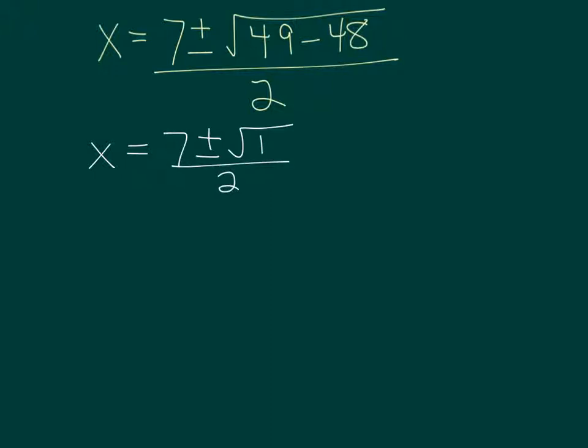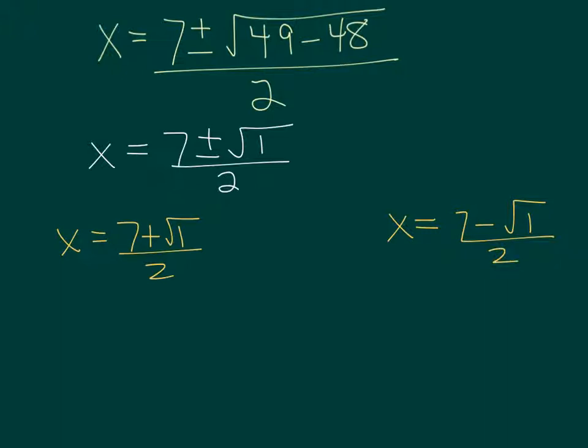At some point here, I'm going to separate into two problems. I have x equals 7 plus the square root of 1 over 2, and I have x equals 7 minus the square root of 1 over 2. So again, I've got to do two problems. I'm going to get two values. This one is simply 7 plus 1, all divided by 2. So x equals 8 divided by 2, or 4.